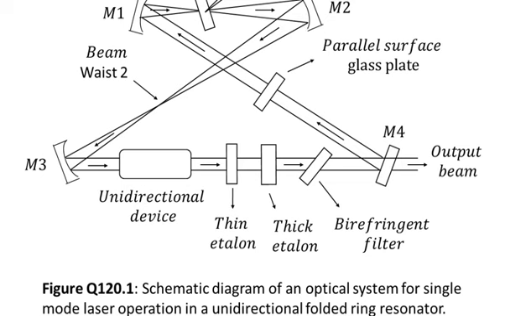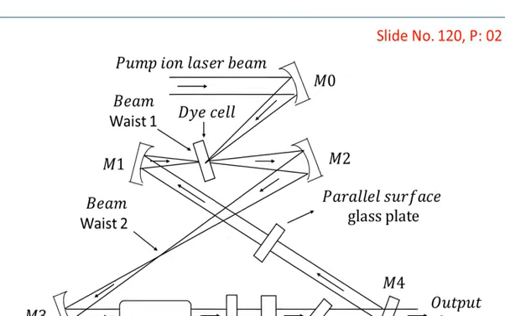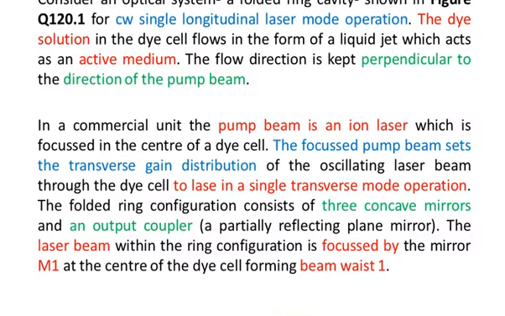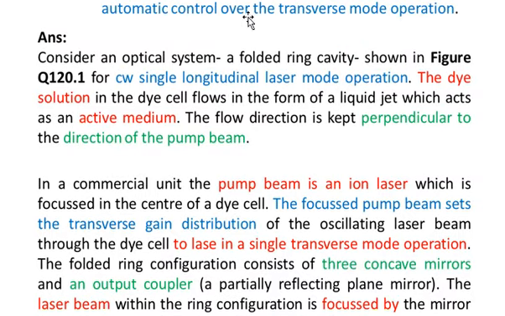So I am going to describe it. The whole lecture will be devoted to the discussion of this one schematic diagram which I am showing you. So let me read again. Consider an optical system, a folded ring cavity shown in figure number 1 for continuous wave single longitudinal laser mode operation.